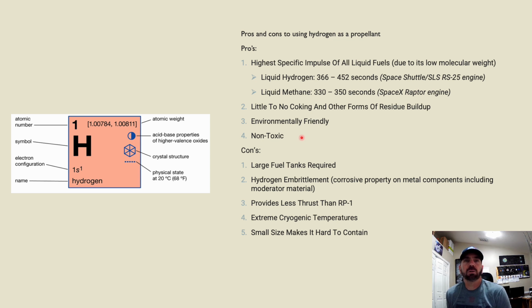Some cons: large fuel tanks are required. Hydrogen embrittlement, which is basically a corrosive property on metals when hydrogen is at high temperatures, and that will include the moderator material. It provides less thrust because of its lower molecular weight. Extreme cryogenic temperatures are required to keep it in a liquid form, and the small size of the molecules makes it hard to contain through fittings and valves and other components in the system. But overall, its highest specific impulse is a driving factor.